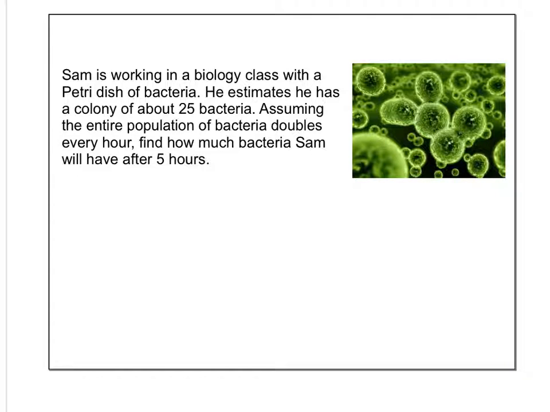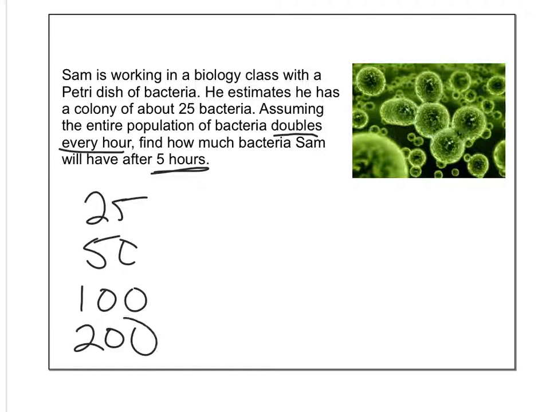Sam's working in biology class with a petri dish of bacteria. He estimates that he has a colony of about 25. The entire population doubles every hour. How much bacteria will he have after 5 hours? So he has 25, then he's got 50, then 100, then 200, then 400. I'm just taking times 2 each time.